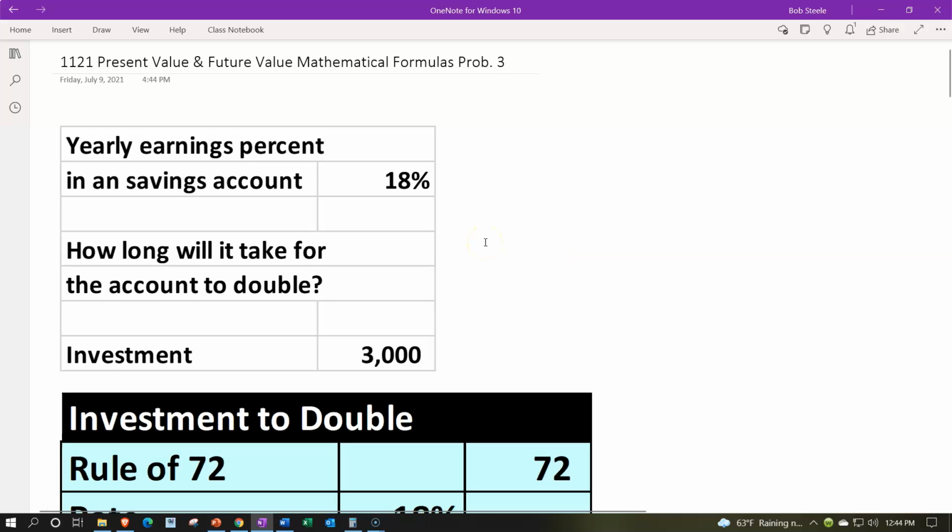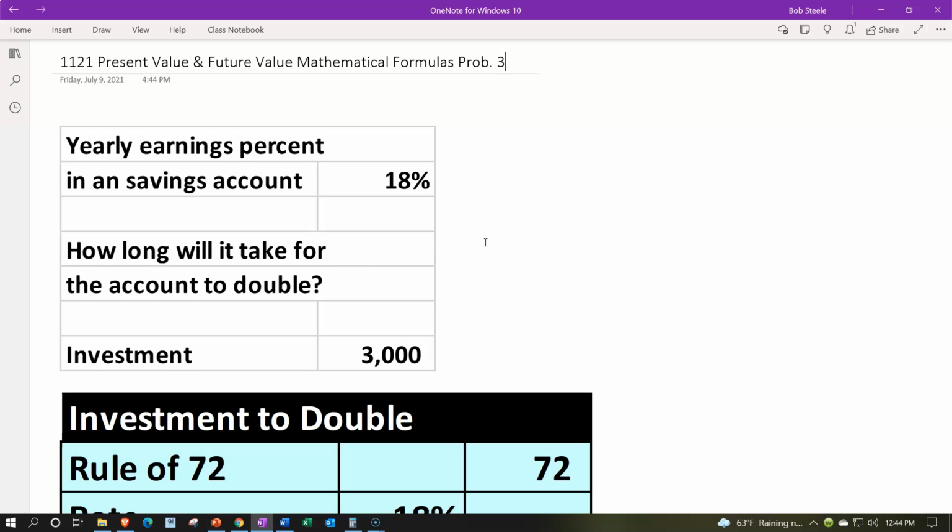So the information up top, we have the yearly earnings percent in a savings account, meaning we're expecting or theorizing that the amount will be going up by 18% each year on an annual basis. That is, of course, high for a savings account at this point in time, but you can think of the same concept for anything that you would expect to be going up in value, including a home, land, stocks, bonds, some type of investment. 18 is a higher percent than some of the prior practice problems that we have been working with.